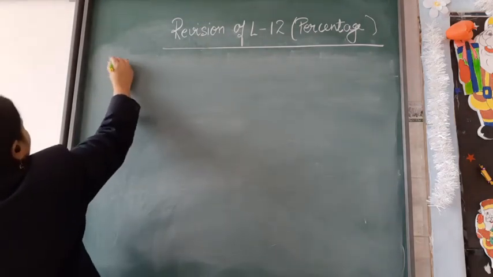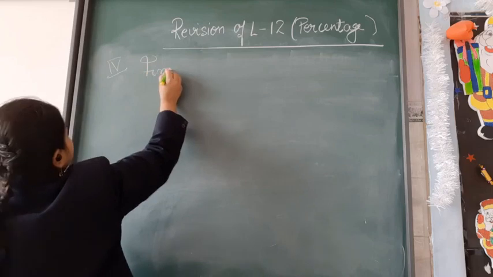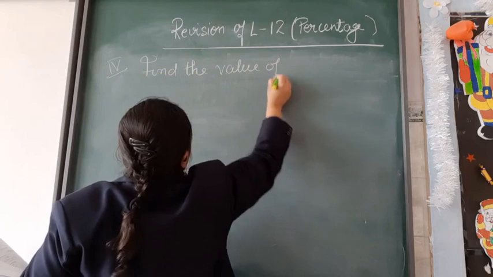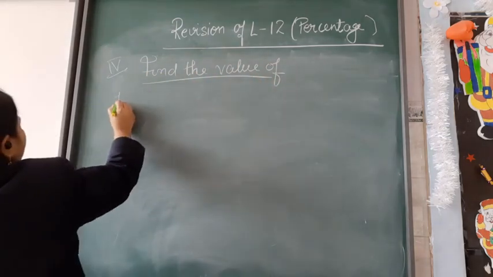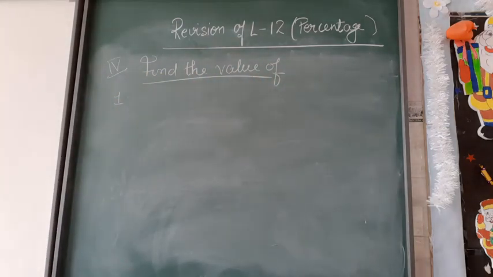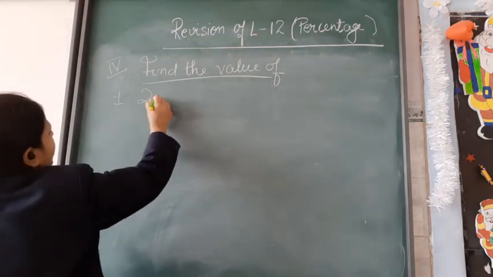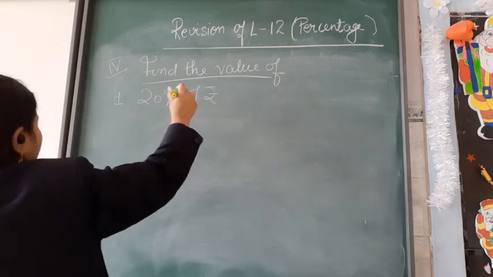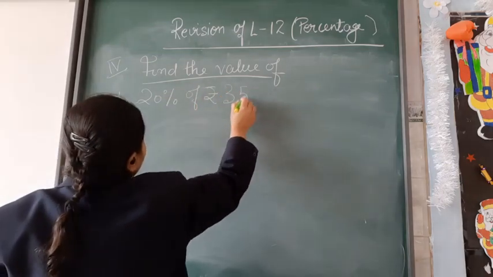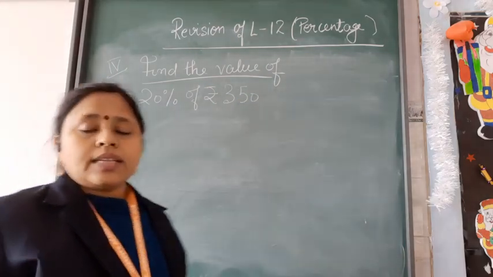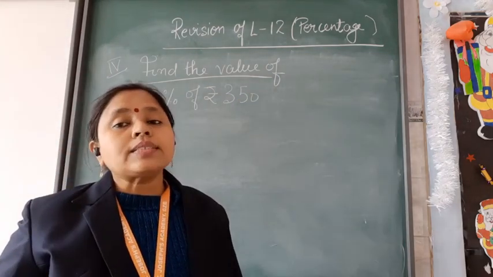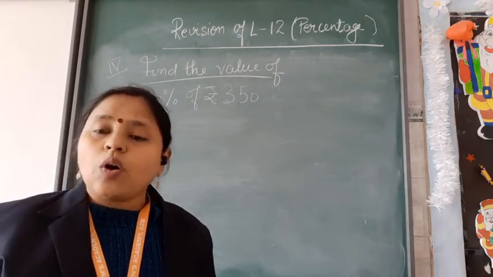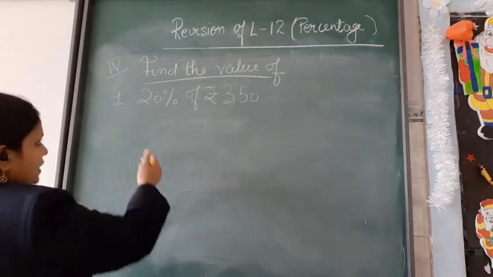4th question, find the value of. Okay. So the first part of this question is, what is the value of 20% of rupees 350? Okay. So now children, let us understand, you have to find out what is 20% of rupees 350. So let us see how we will do.